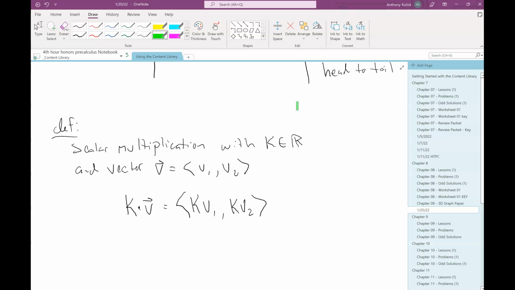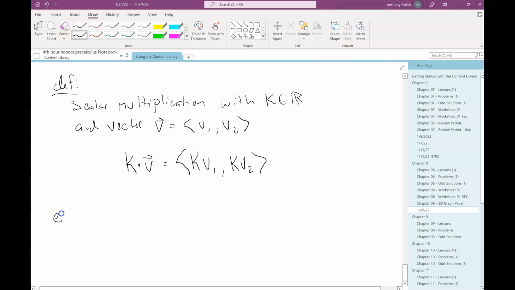So k times the vector. Very important that the k has no hat on top of it. It should be clear that's a real number. The v has the hat on top of it, so it should be clear that's a vector. Real number times vector, you just multiply the components by the real number. So let's do a couple of quick arithmetic problems.